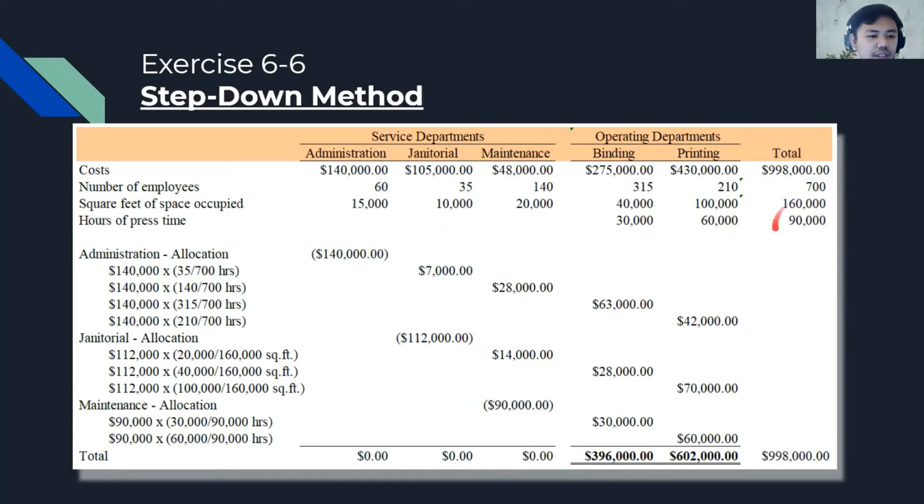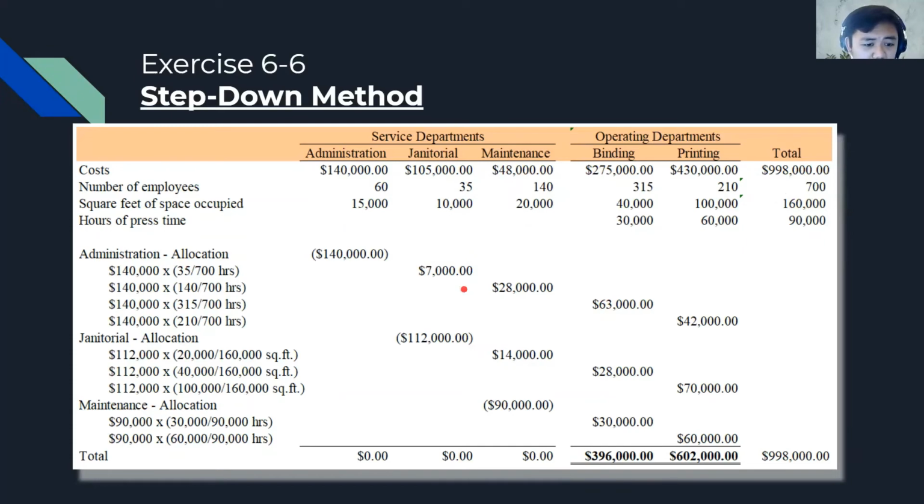So now let's first allocate the administration cost of 140,000, which was stated in the problem, wherein we'll first distribute it to the other 4 departments. So for janitorial, the allocation would be the 140,000 initial cost multiplied by the 35 hours allocated over the total hours of 700, which will be equal to 7,000.